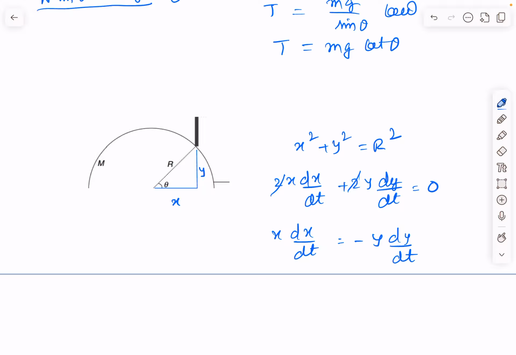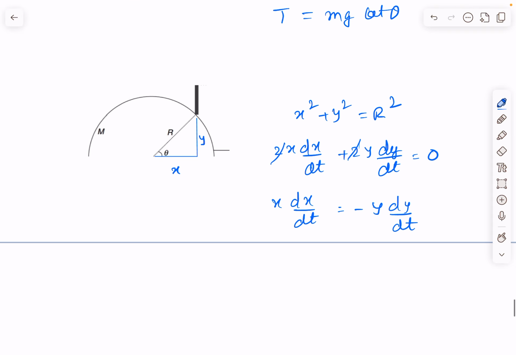So we can say that dx by dt is the velocity of the hemisphere in the horizontal direction towards left, and dy by dt is the velocity of the rod in the vertically downward direction. The minus sign just indicates that if x is increasing, then y is decreasing.